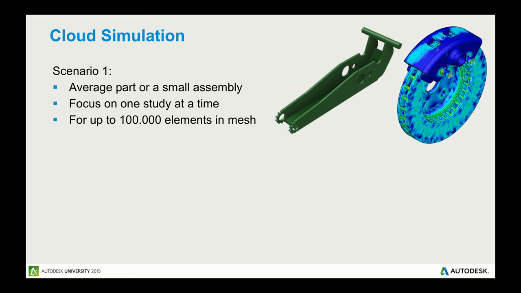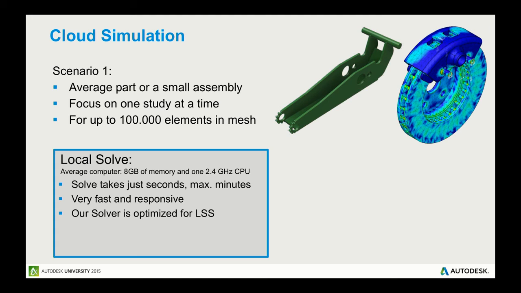We will focus only on one study at a time, and it's about just 100,000 elements in the mesh. So for local solve, I'm using my average computer with 8 gigabytes of memory and one 2.4 gigahertz CPU. Even on this small computer, the solves take just seconds, at maximum minutes. So it's very fast and responsive. Our solver is optimized for linear static stress for these small parts and assemblies.